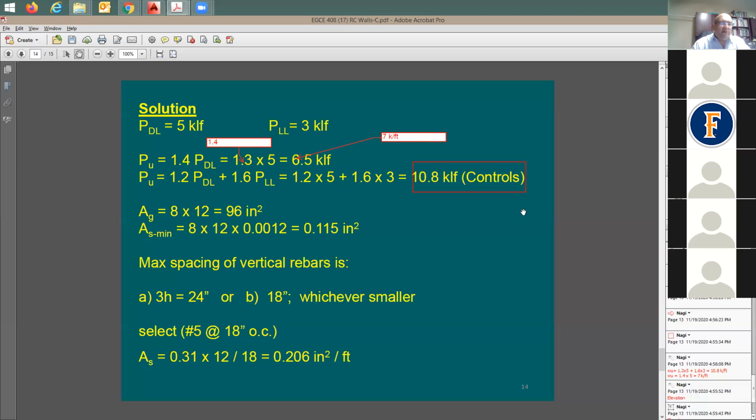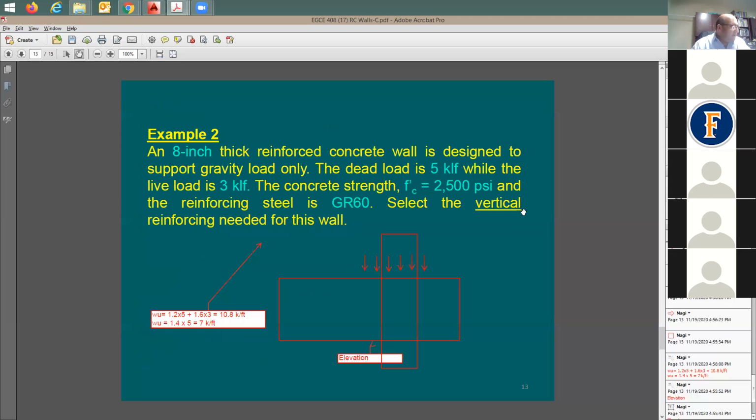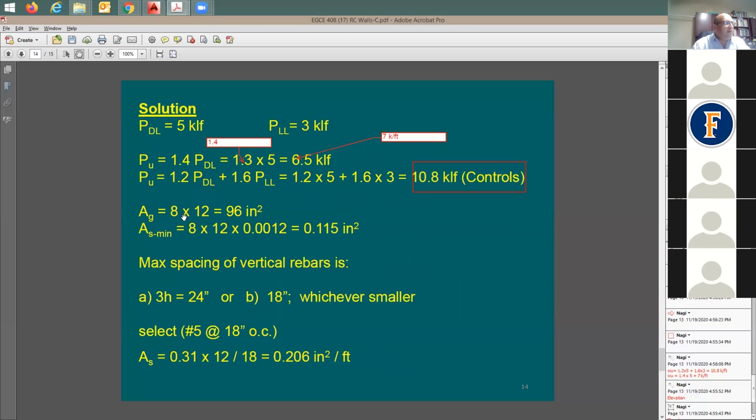If you're talking here about 1 foot of the wall, I'm going to be taking just 1 foot of the wall. The wall thickness perpendicular to the screen is going to be 8 inches. So the gross section area is going to be equal to 8 times 12. The 8 is the wall thickness, T wall, and this 12 inch is the segment of the wall that you're taking here to study. So it's going to be 96 square inches.